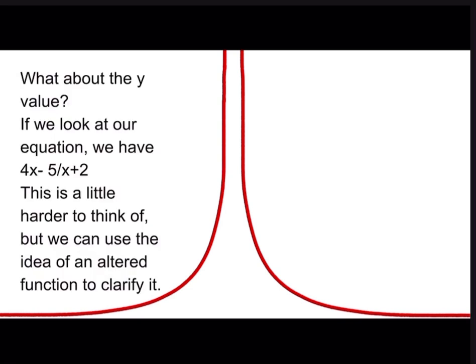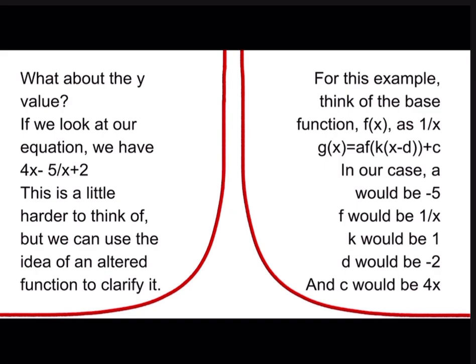If we look at our equation, we have 4x minus 5 over x plus 2. This is a little harder to think of, but we can use the idea of an altered function to clarify it. For this example, think of the base function f of x as 1 over x. G of x equals a f of k times x minus d, plus c. In our case, a would be negative 5, f would be 1 over x, k would be 1, d would be minus 2, and c would be 4x.